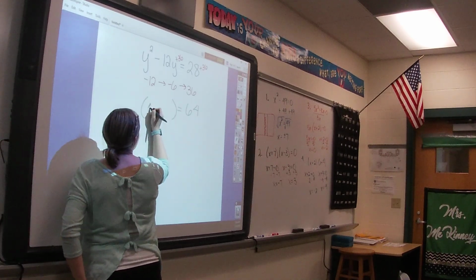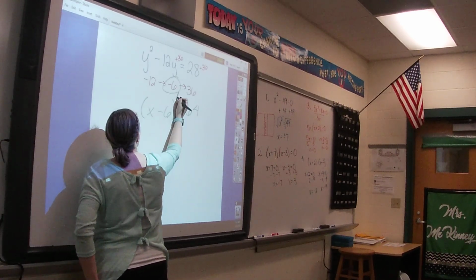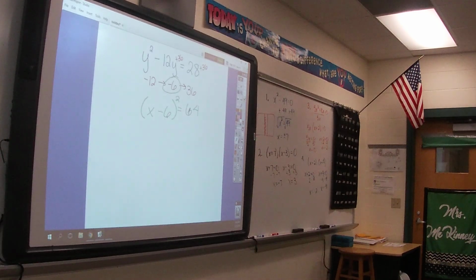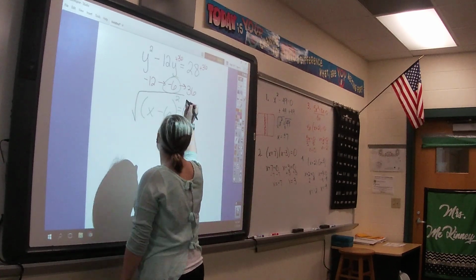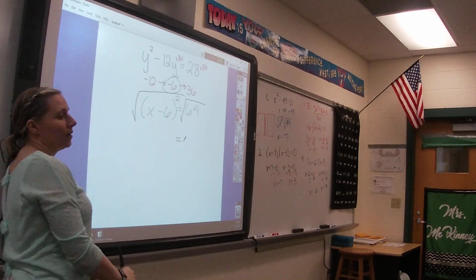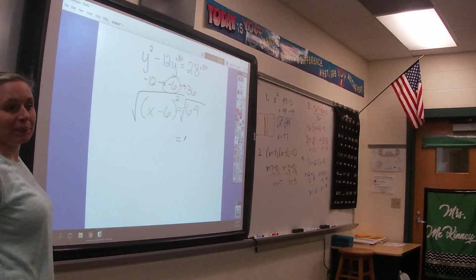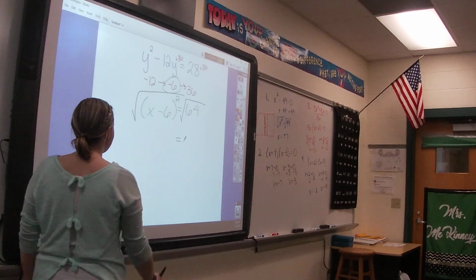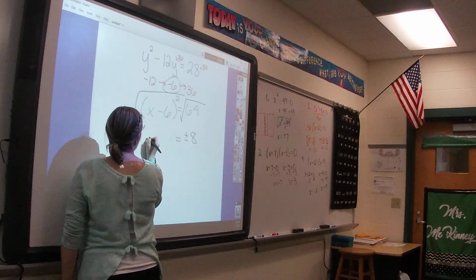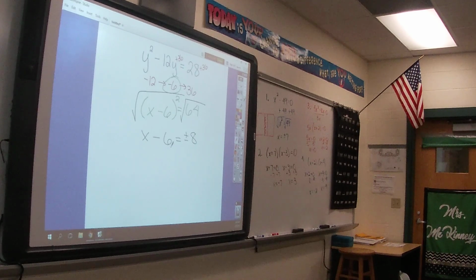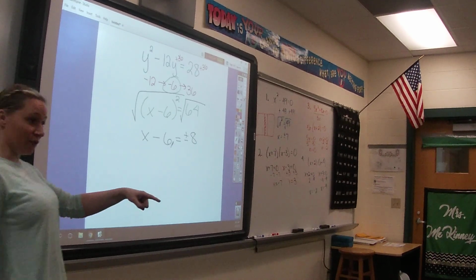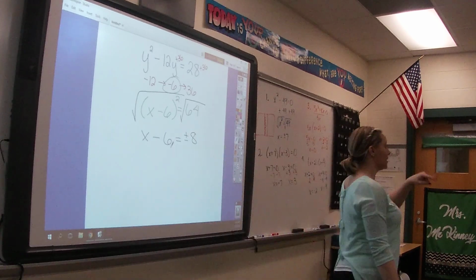Y minus 6 squared, because it always goes in the same format and it's the middle number. Square root each side. The square root of 64 is 8, plus or minus 8. I forgot why we have to have plus or minus. Because 8 times 8 is 64, and negative 8 times negative 8 is 64.